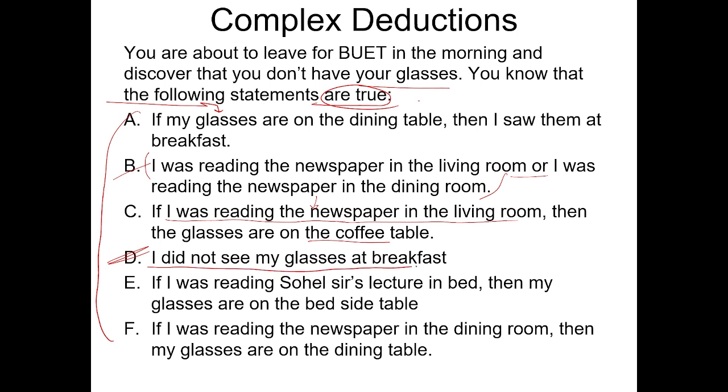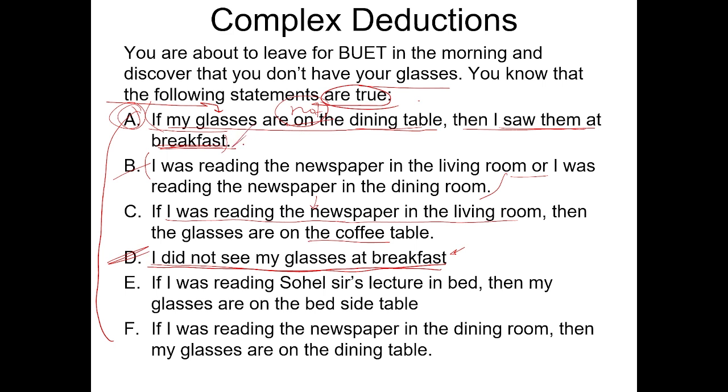I did not see my glasses at breakfast. Let's just try to find similar sentences related to it. Breakfast, where is the breakfast? Yeah. In A, we have breakfast. So if you say that this is true, I did not see my glasses at breakfast. If my glasses are on the dining table, then I saw them at breakfast, right? So this implication should also be true. But if you did not see them at breakfast, you can say that my glasses are never on the dining table, right? So not on the dining table, you can say that because this implication is true.